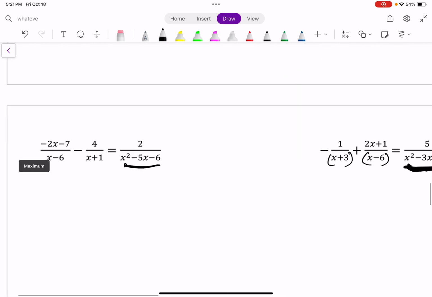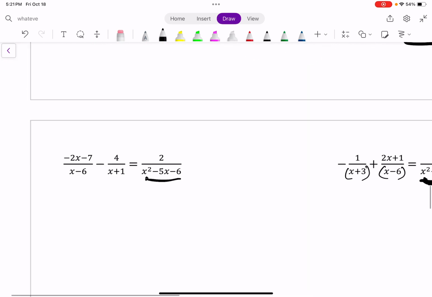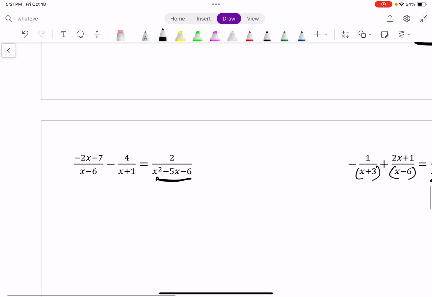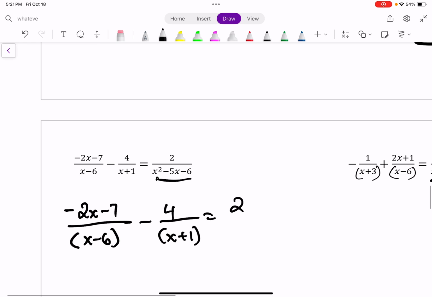All right, we'll do this again. Same thing, be careful. You do want to make sure, again, first of all, to factor your denominators. X minus 6 doesn't factor. X plus 1 doesn't factor. So it's one single factor. It goes together. But x squared minus 5x minus 6 factors into x minus 6 and x plus 1.